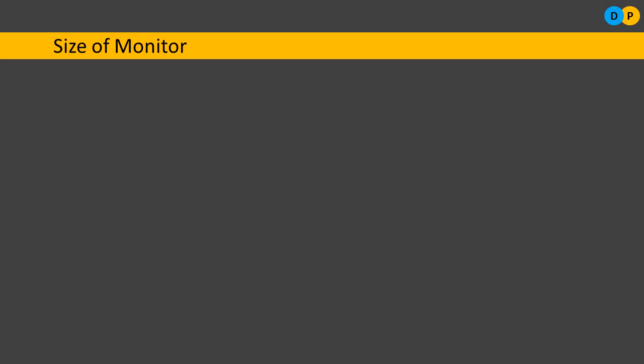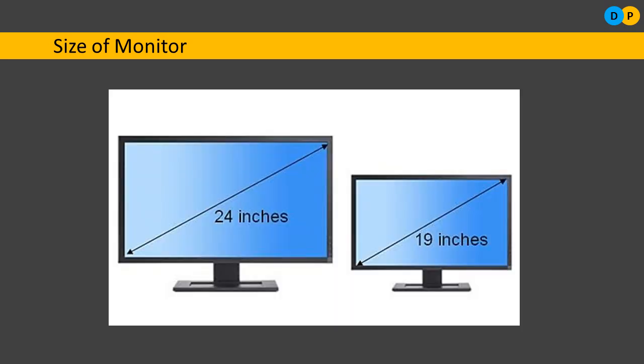Next, talking about the size of the monitor. How are you going to measure the size of a particular monitor? The size of the monitor will be measured diagonally. Like this, we will measure it diagonally. Please notice here on the screen there are two different types of monitor. One is 24 inches, another one is 19 inches. So TVs or monitors are usually measured diagonally.